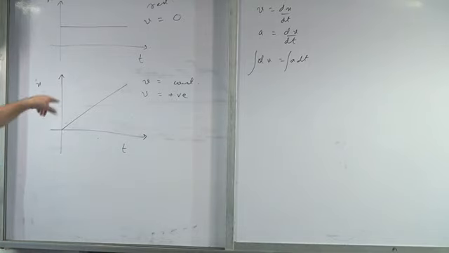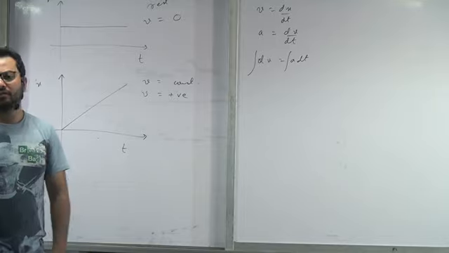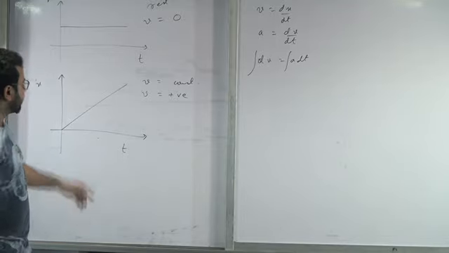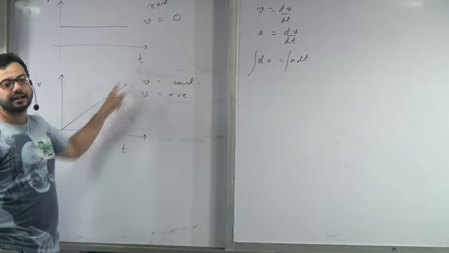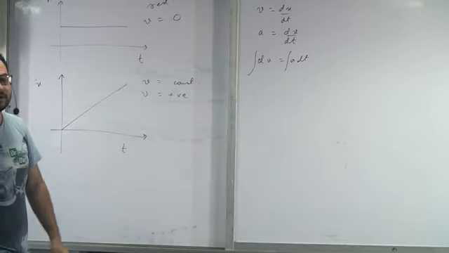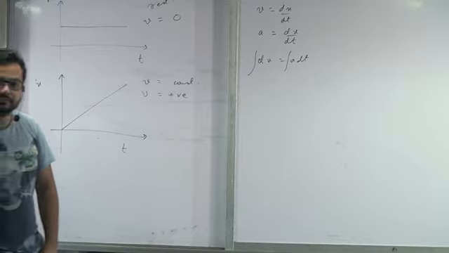Alright? So what is the direction of motion of the particle? Positive. Why? Because velocity is positive. And also you can say that x is increasing. With this graph, you can say that x is increasing. So it is moving in the positive x direction. Is that clear?